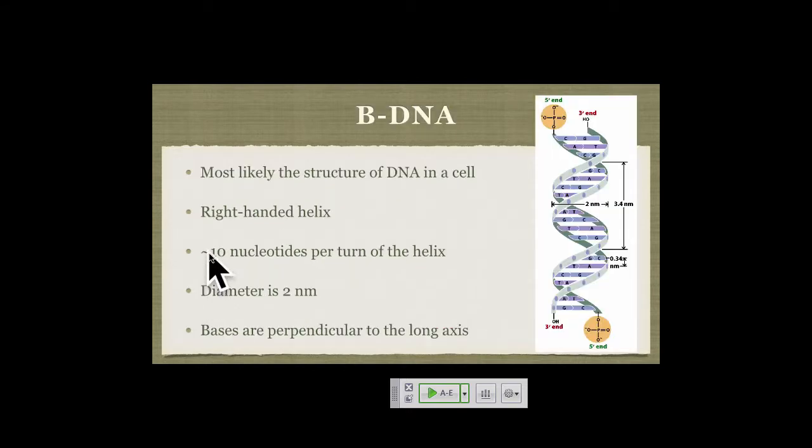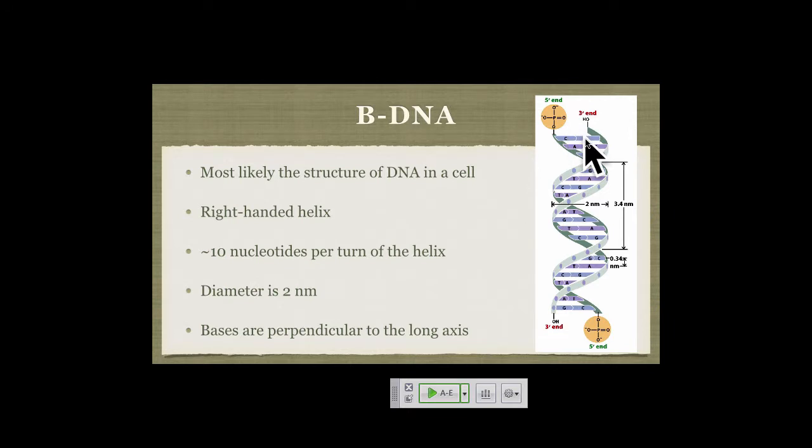So when you put all this together and show in cartoon form what Watson and Crick put together, you get what's typically called B-DNA. So I'll show you an example. There's A, B, and Z. So this is B-form DNA. We think this is pretty close to what the DNA looks like inside cells.